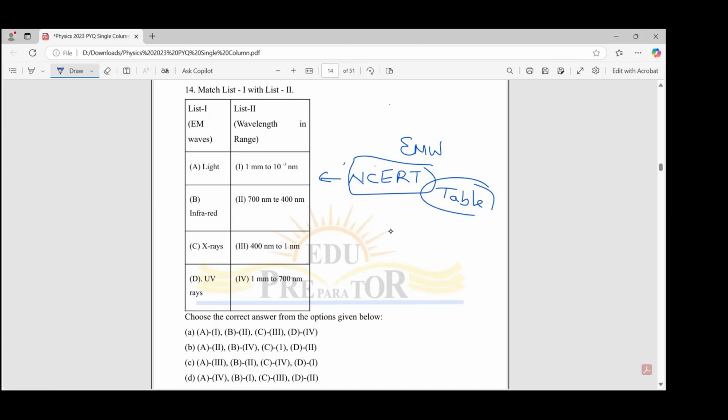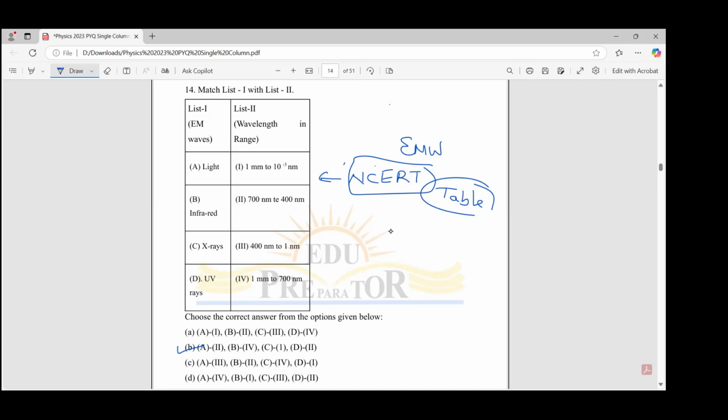So we are having visible light, infrared, X-ray and UV rays. You are given the wavelength of them, and again you are supposed to remember the data which is given in NCERT. So straight away, without looking left and right, we have B as the correct answer because it is the one which tallies with it.